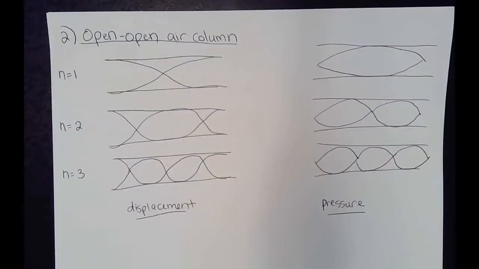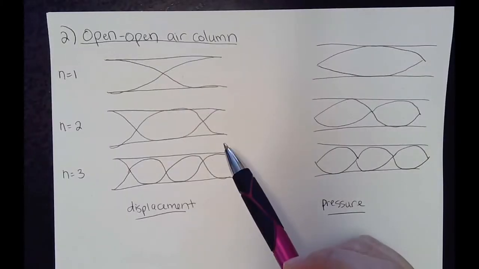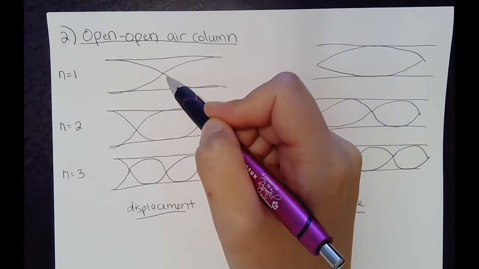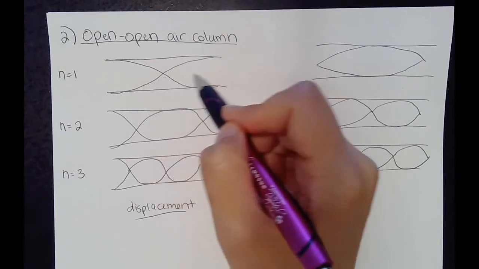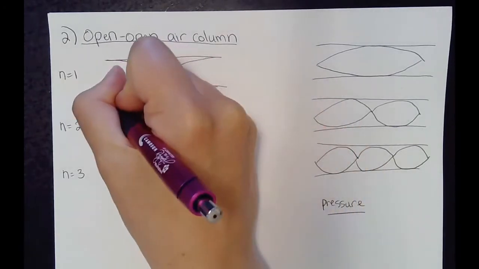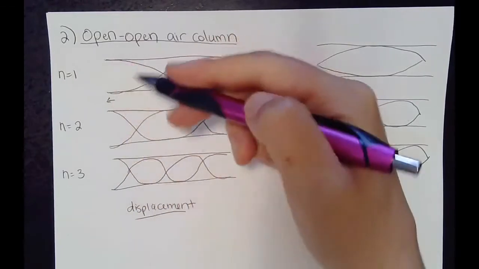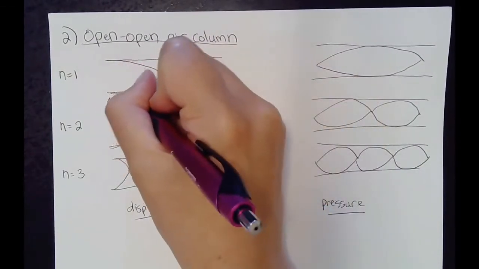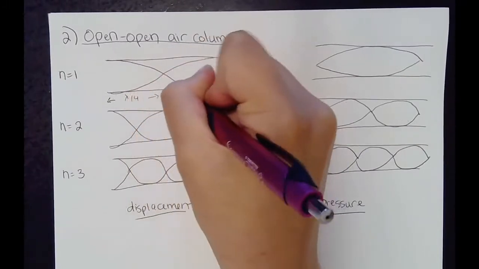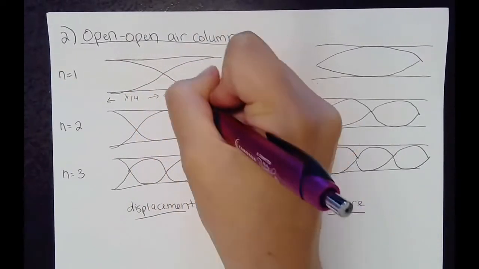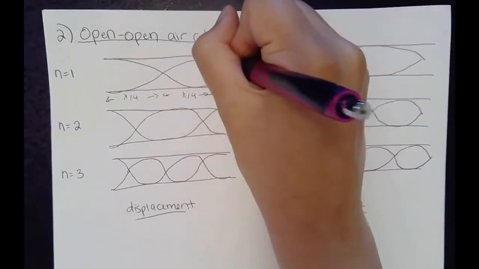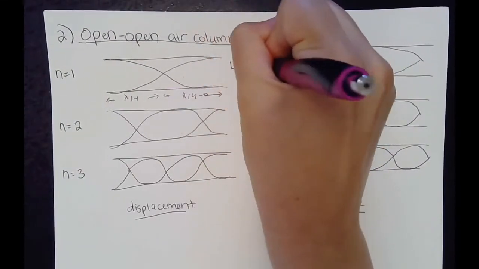All right, let's look again at the diagrams for the open air column and count the wavelengths. So if we look at n equals 1, our simplest pattern with one node in the middle and the antinodes at two ends, this is half of an antinode, or the distance from an antinode to a node, which is a quarter wavelength. And this is another quarter wavelength here, all the way to the end. That's the other quarter. So here we still get L equals lambda over 2.